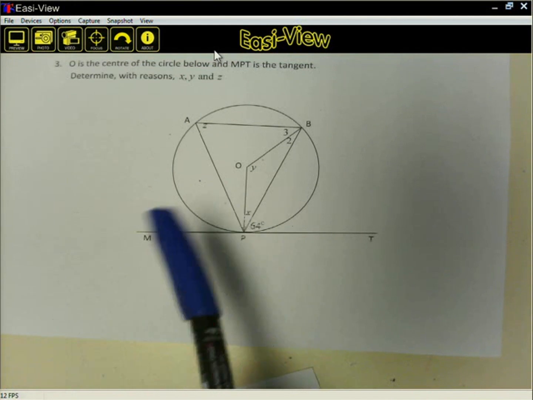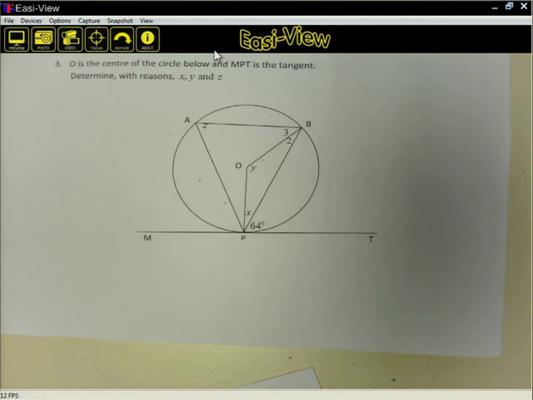MPT is a tangent. O is the center of the circle. So our task is to determine, with reasons, x, y, and z. So we need to apply our theorems here to solve this one. I'm telling you, definitely, we will come across the proof of the theorem, followed by the application of the theorem, and then there must be calculations before we can go to the questions that require you to prove. Let's solve this one then.